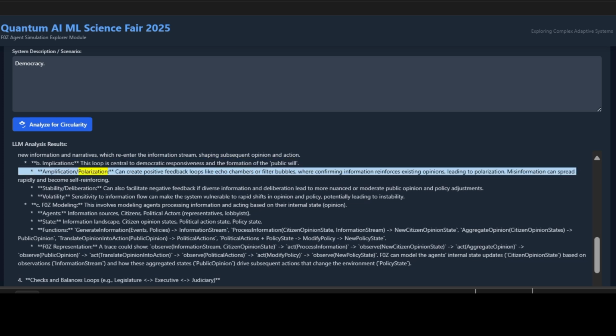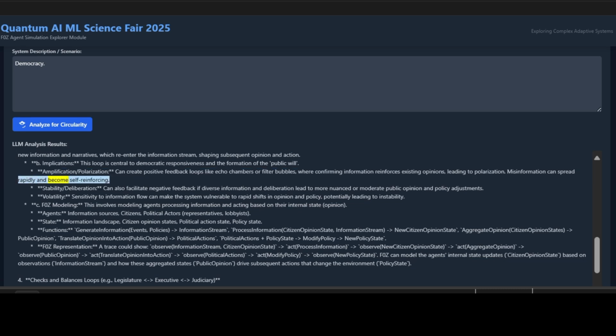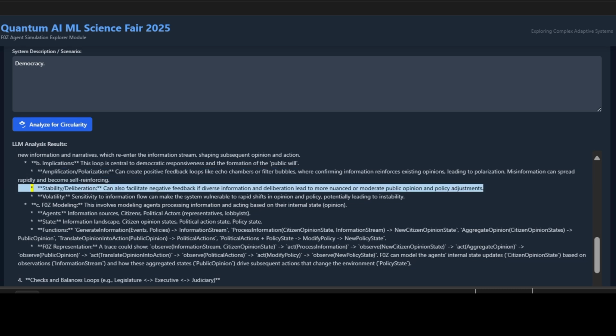Amplification/polarization: can create positive feedback loops like echo chambers or filter bubbles, where confirming information reinforces existing opinions, leading to polarization. Misinformation can spread rapidly and become self-reinforcing. Stability/deliberation: can also facilitate negative feedback if diverse information and deliberation lead to more nuanced or moderate public opinion and policy adjustments.